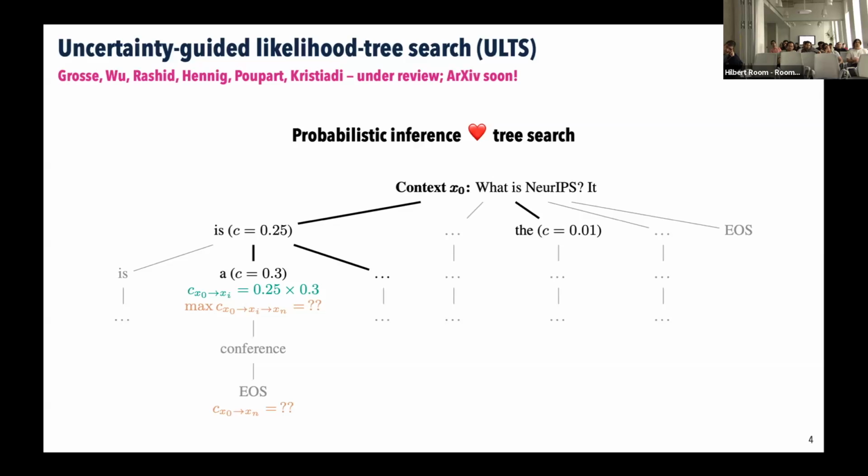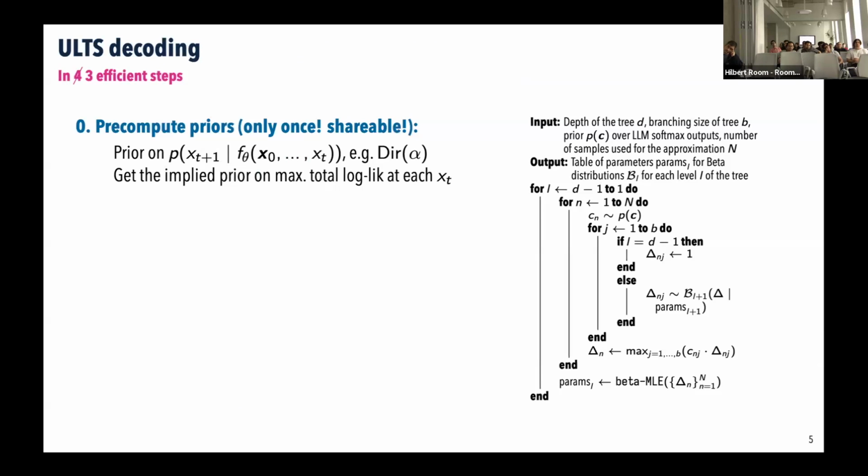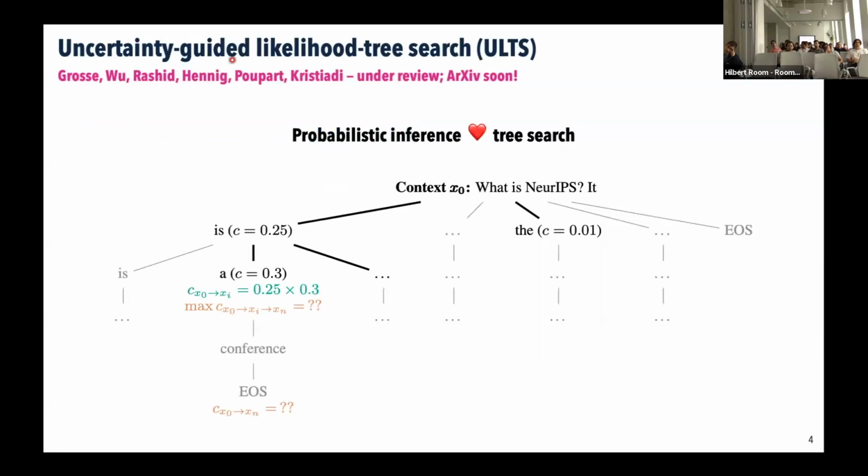That's the idea. So the detail is this one here. The method is called ALTS, uncertainty guided likelihood tree search. It's not on arXiv yet. Should be this week, so look forward to it. We basically focus on likelihood at this point, so maximizing likelihood. Of course, there are a lot of other metrics, like general rewards, on LLM search trees that can be done, but this particular work focuses on likelihood.